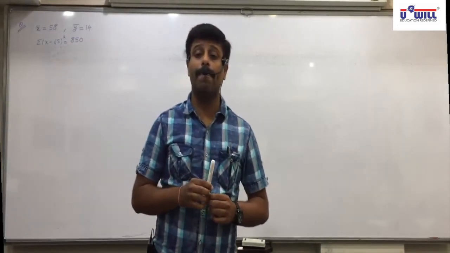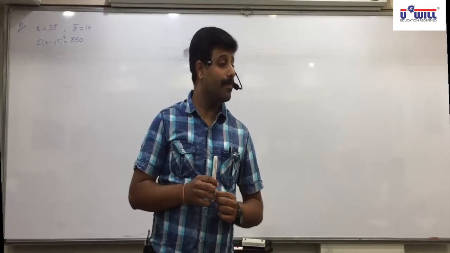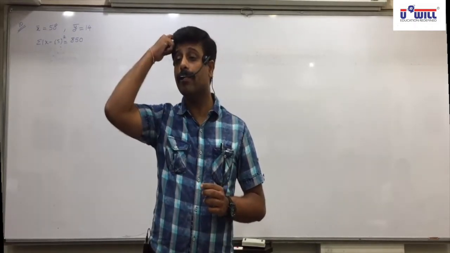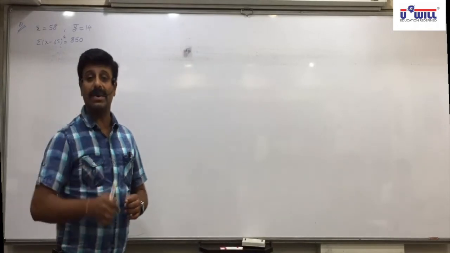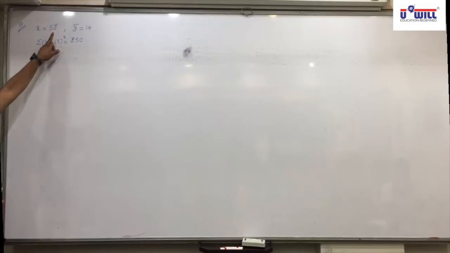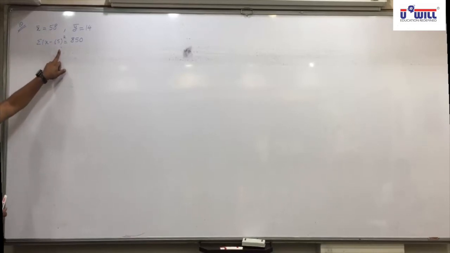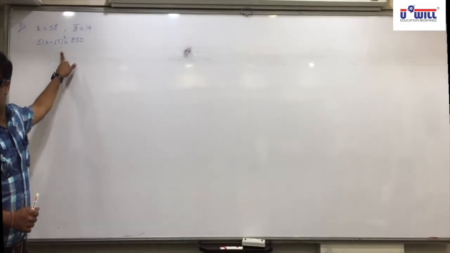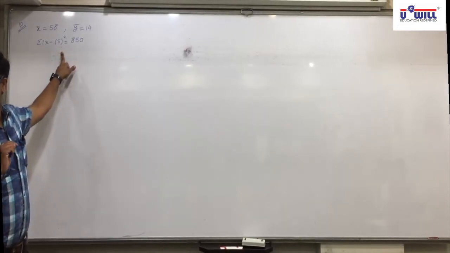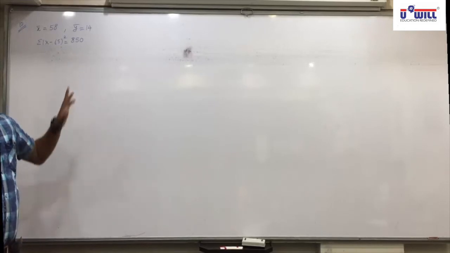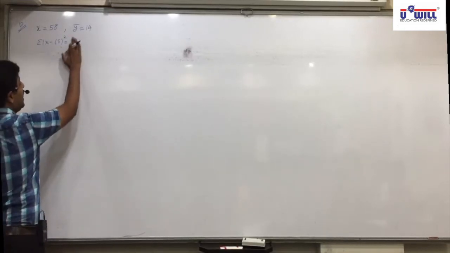Janvi? X minus X bar. Pooja? X minus X bar. No, Janvi is correct. U square. What is x bar? 58. Is it x minus 58? Is it x minus x bar? No. Can I say it is x minus assumed mean? Yes. And what is x minus assumed mean? U. So what is this 850?